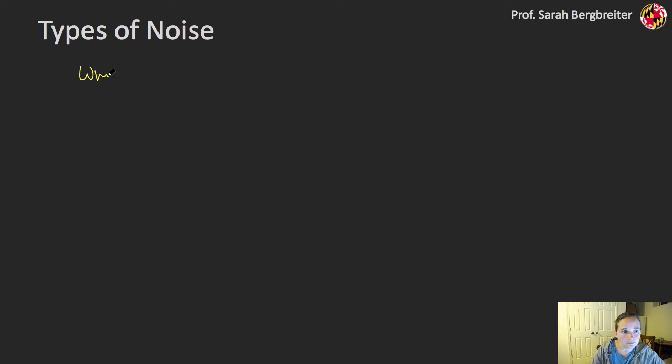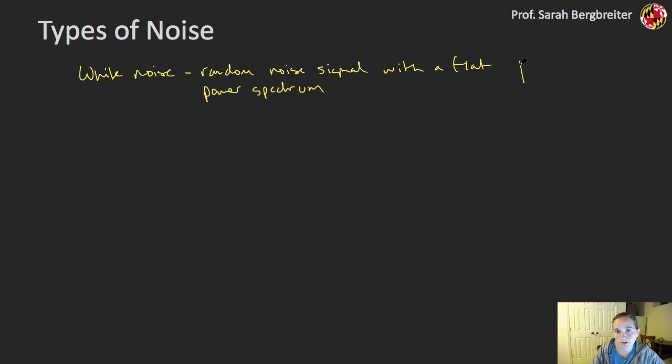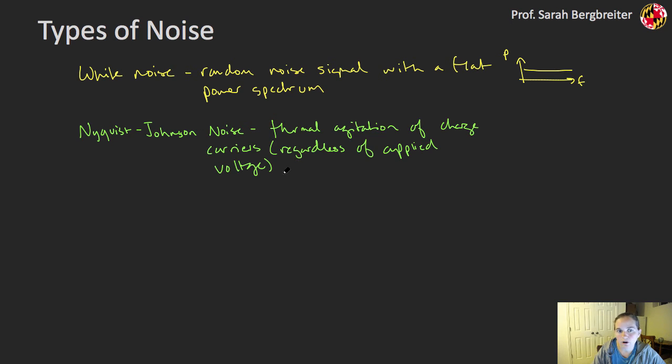There are various types of noise as well, and this might influence how you handle the noise in your circuit. One very common type is white noise, and this is a random noise signal with a flat power spectrum. So if I have power per frequency plotted, I'd effectively get a flat line here. So white noise is random. Another very common type of noise showing up in a sensing circuit is Nyquist-Johnson noise. And this comes from thermal agitation of charge carriers regardless of any applied voltage that you might have in the circuit.